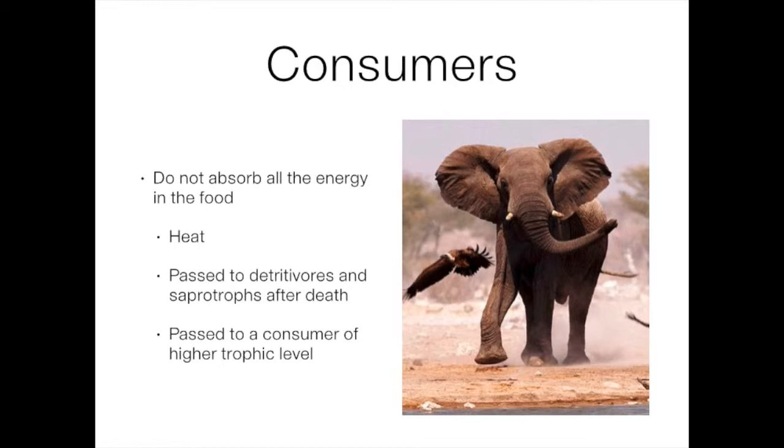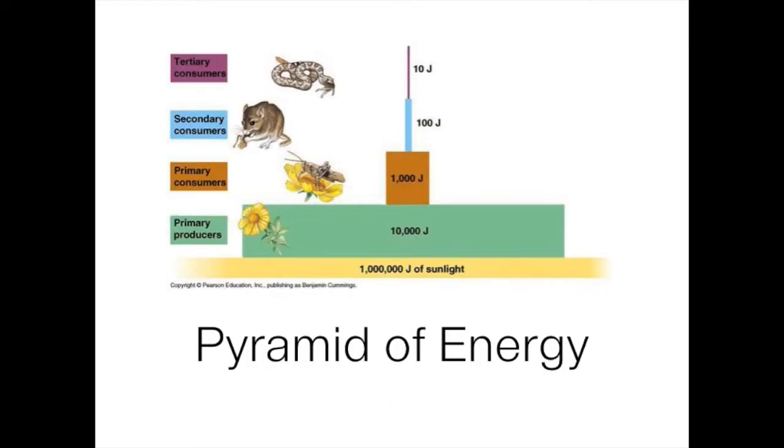First, the energy is released as heat by the performance of cell respiration, thermal regulation, or by the metabolism of the body. Second, the energy is passed to detritivores and saprophytes after the consumer's death. And lastly, the energy is also passed to a consumer of any organism in a higher trophic level. For example, primary consumers are eaten by secondary consumers, and secondary consumers are eaten by tertiary consumers.